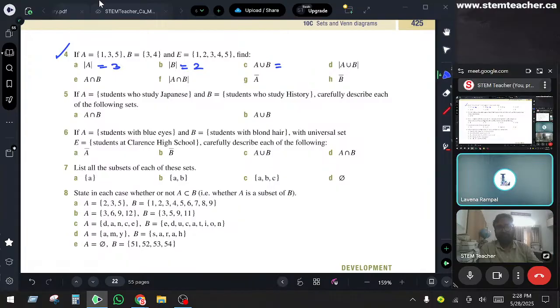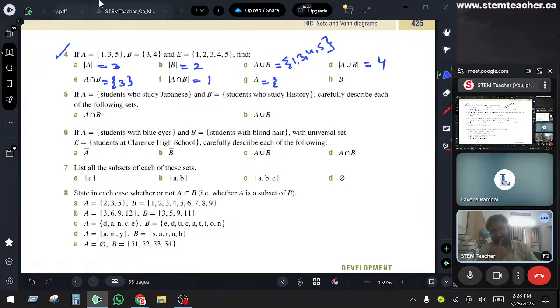1, 3, 4, 5. Cardinality of A union B: 4. A intersection B: 3. Cardinality of A intersection B: 1. A complement. That is E minus A. It is 2, 4.